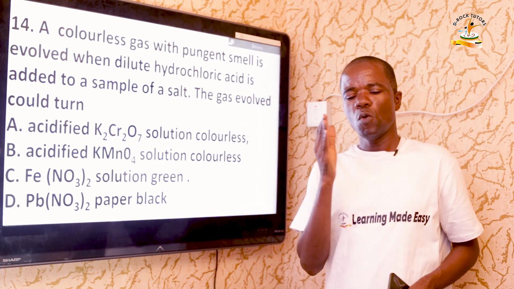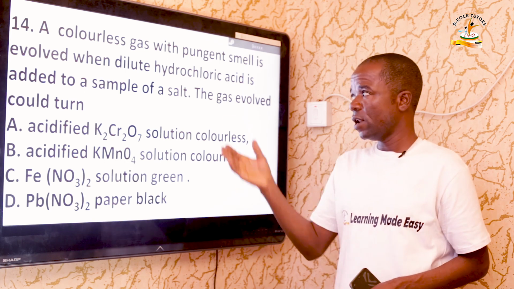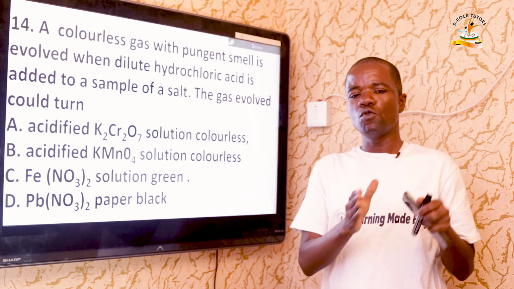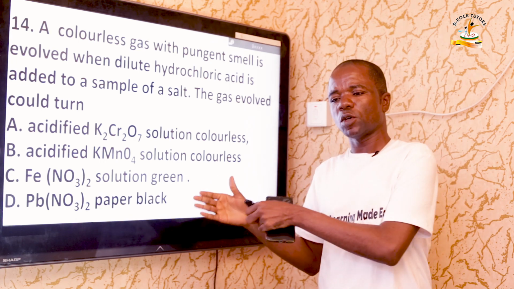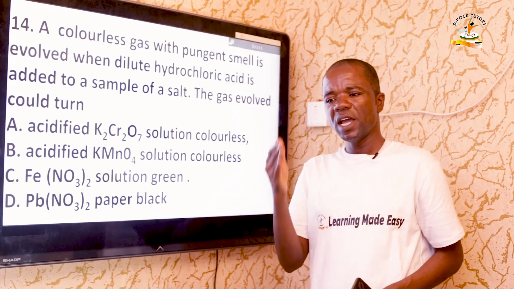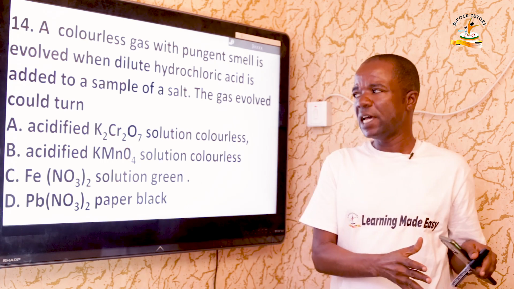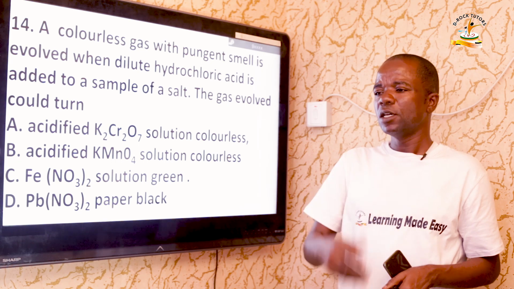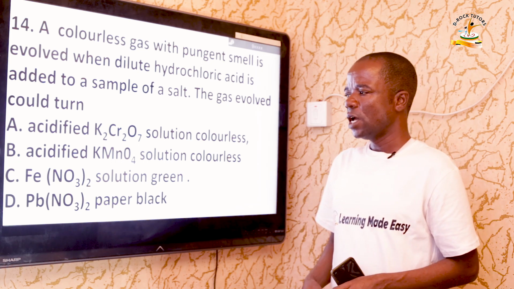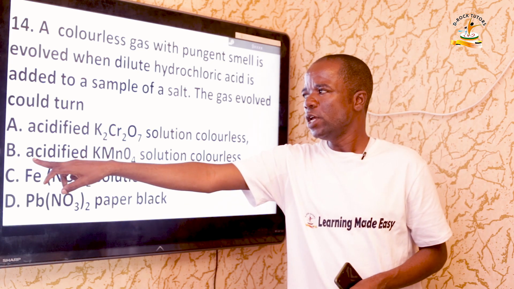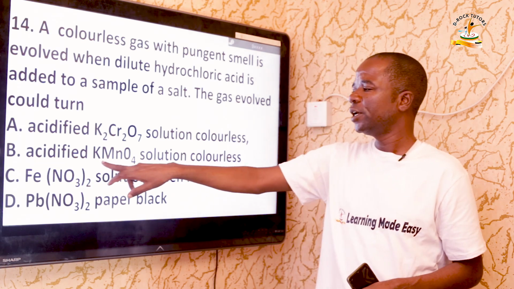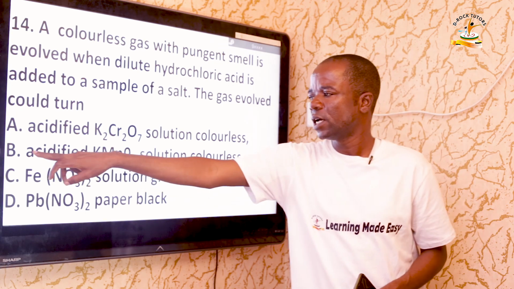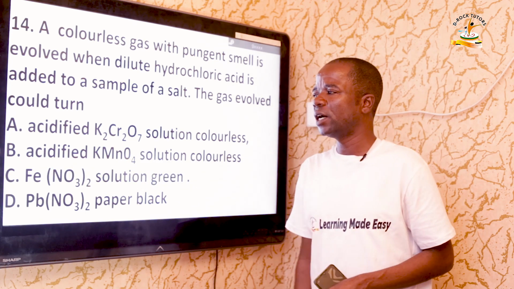How do we know? When dilute hydrochloric acid, dilute HCl, is added to sodium sulfite, that's Na2SO3, SO2 gas is given off. And we know that SO2 gas is a reducing agent, and SO2 will turn acidified potassium permanganate solution colorless. So the correct answer for this is number 14.